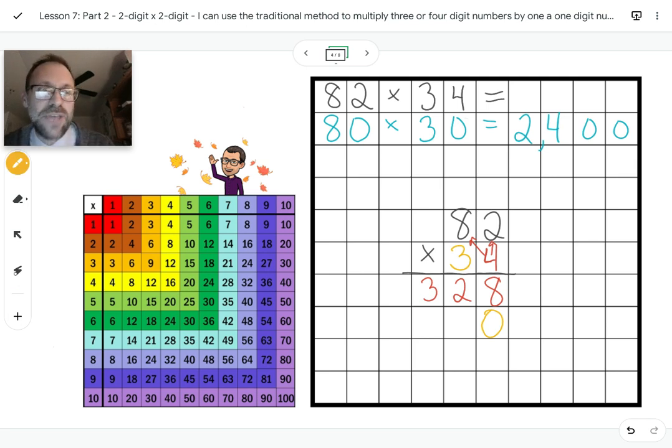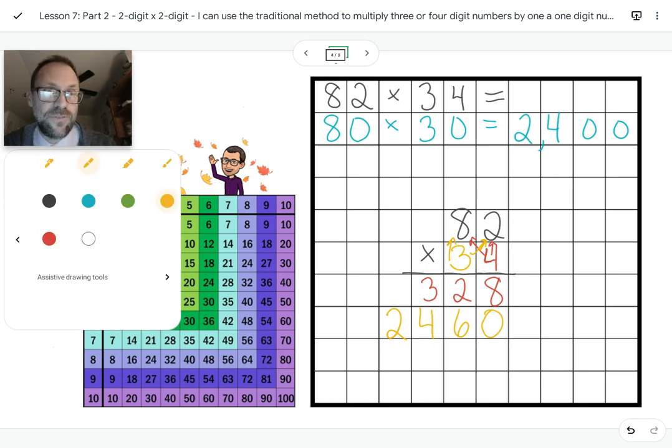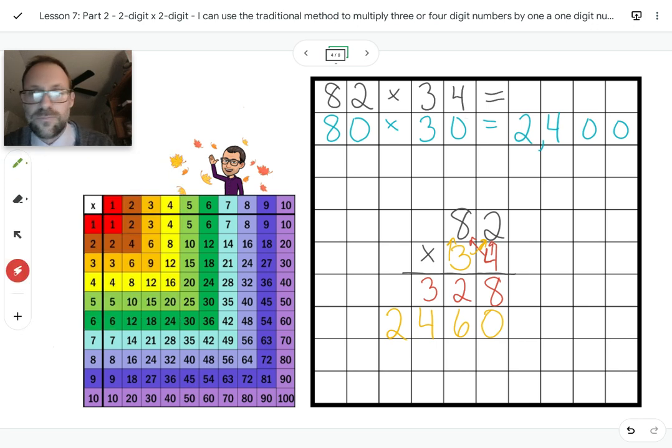So let's go ahead and just do that. We have 3 times 2, that's 6. We'll put that in the next answer space over to the left. And we have 3 times 8, that's 24. And we'll put those digits in the answer spaces to the left. So now we have two answer lines. On the first answer line, we have 328. And on the second answer line, 2,460.